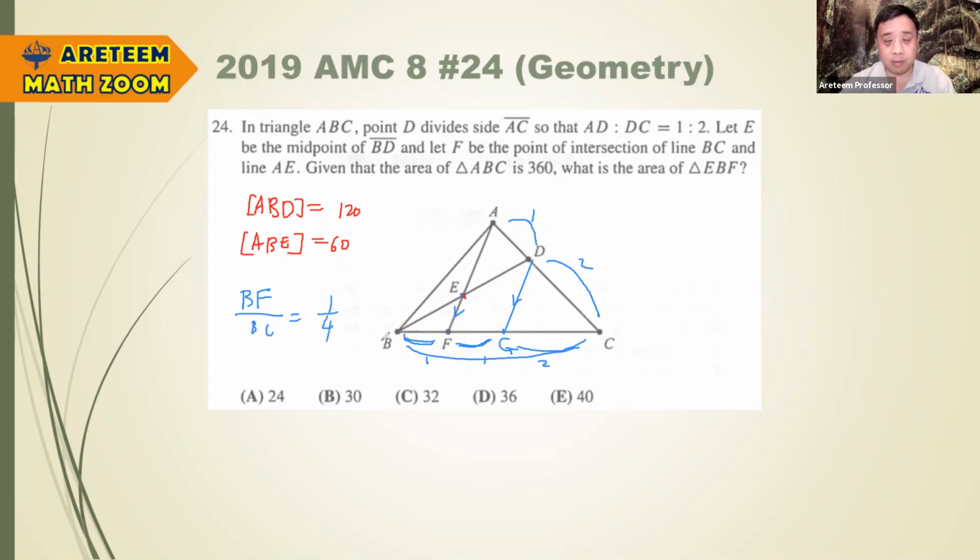Again, I want to calculate ABF. This triangle is 1/4 of the whole triangle, so I'm going to write here ABF is equal to 90. We already know ABE is 60. So EBF here is equal to 30. The answer is B.